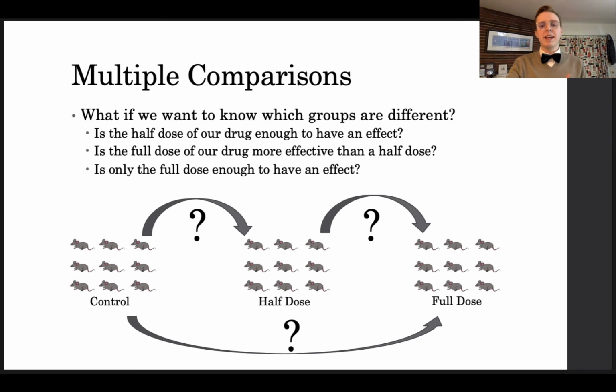Alright, moving on now. So what do we do if we need to know which groups are significantly different from each other? For example, what if we want to know if the half dose of our drug is sufficient to have some kind of effect? Or what if we want to know if the full dose of our drug is more effective than the half dose? Or if we need to know if only the full dose is effective? How do we actually determine these things?